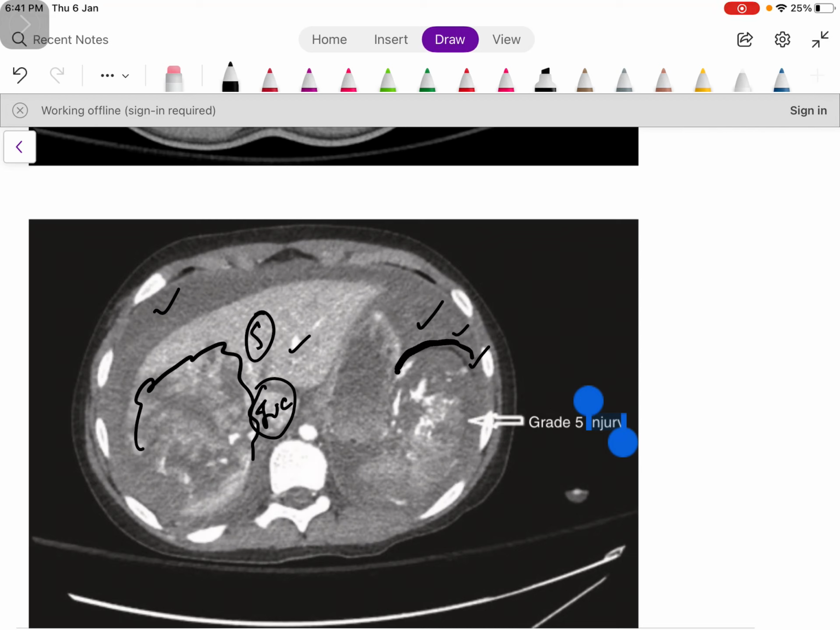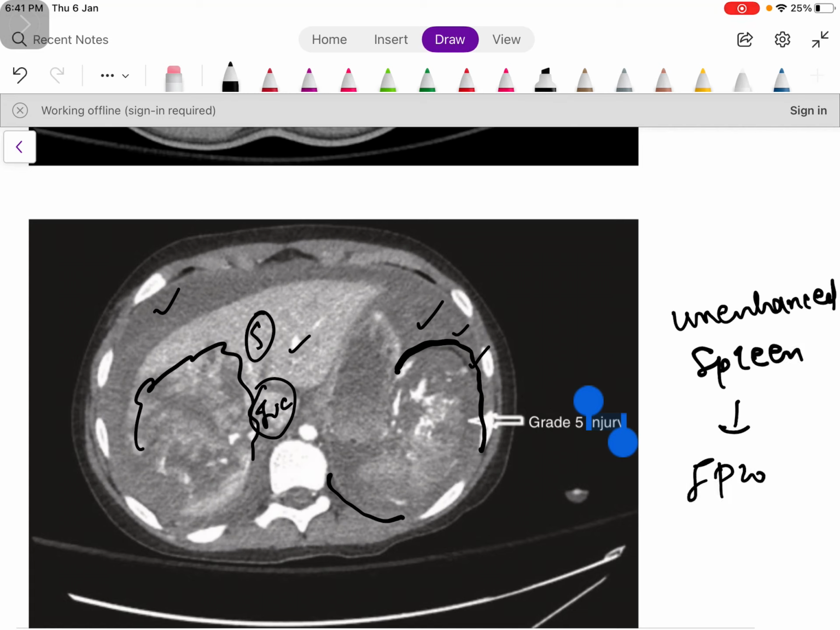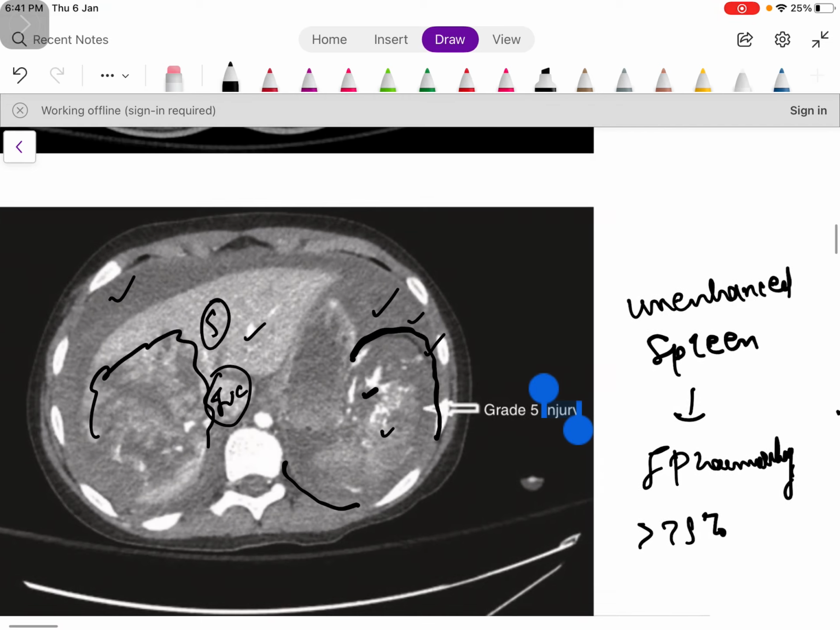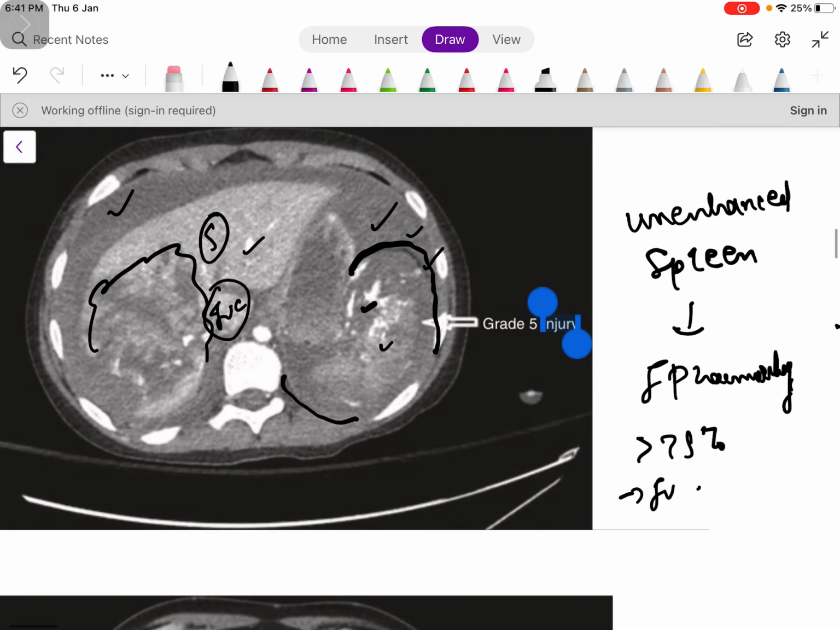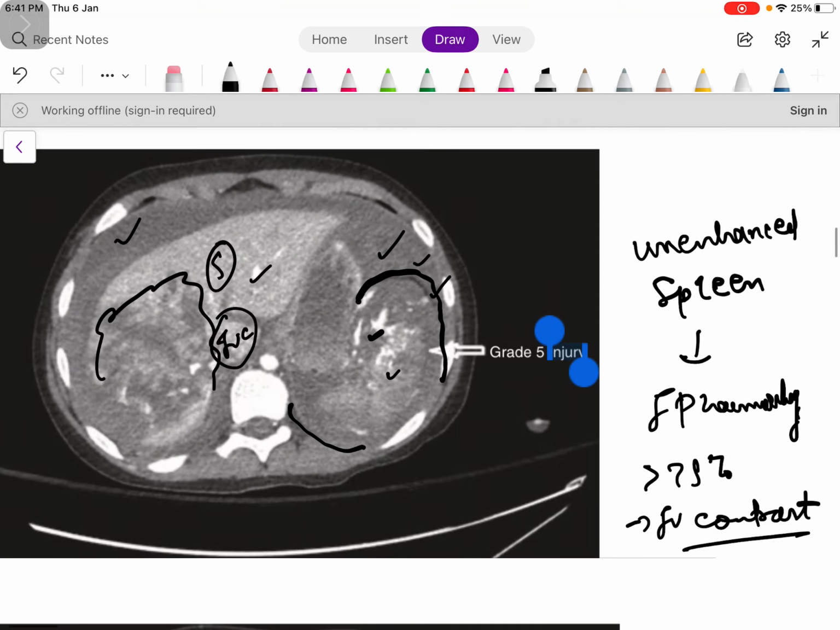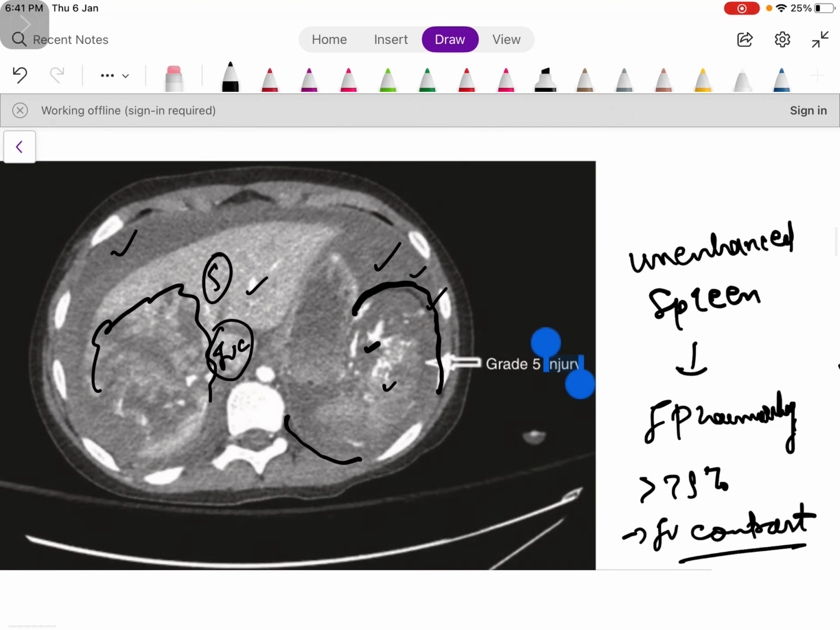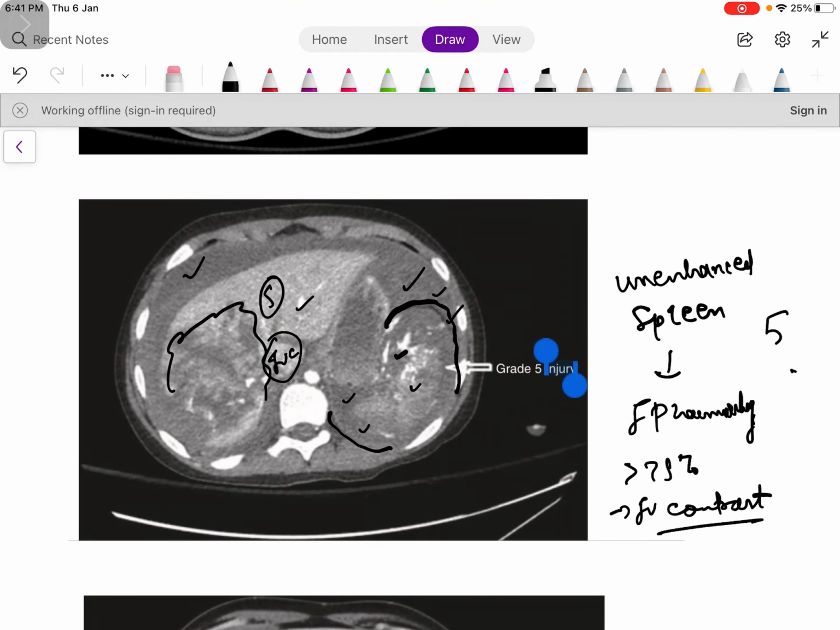You can see that this is the spleen, and it is unenhanced, which means there is an intraparenchymal hemorrhage, and all of the spleen has been involved, more than 75%. You can see these bright areas, which are nothing but the IV contrast that is extravasated because of this severe bleeding, so there is a vascular injury also, and there is a blood collection around the spleen. So this is a grade 5 injury.